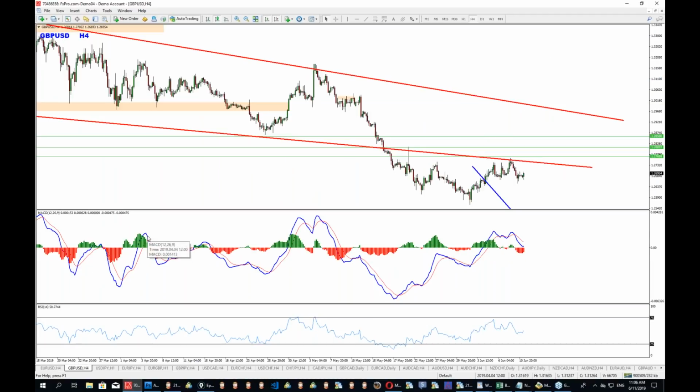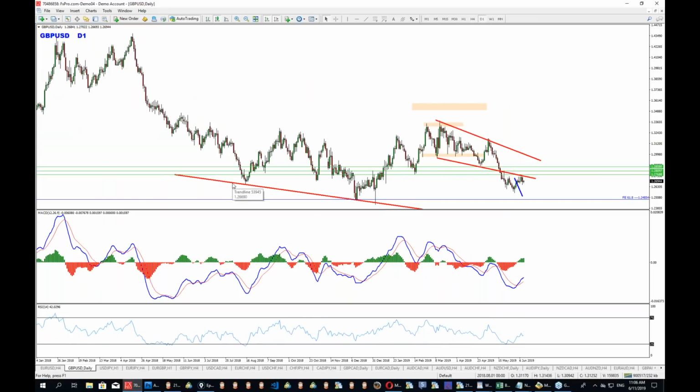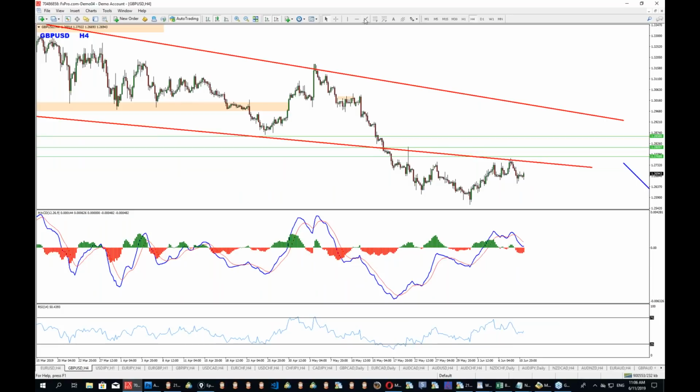Cable, next one on the list. Looking for sell opportunities, but here things are a bit trickier in my opinion. Why? Because first of all, daily chart doesn't yet have not even a potential divergence, right? And that means we might be easily going for deeper moves.